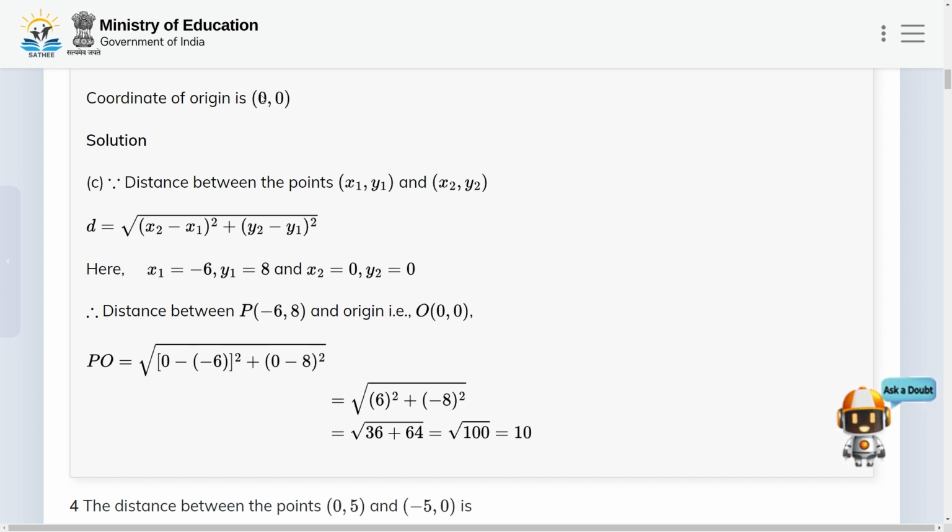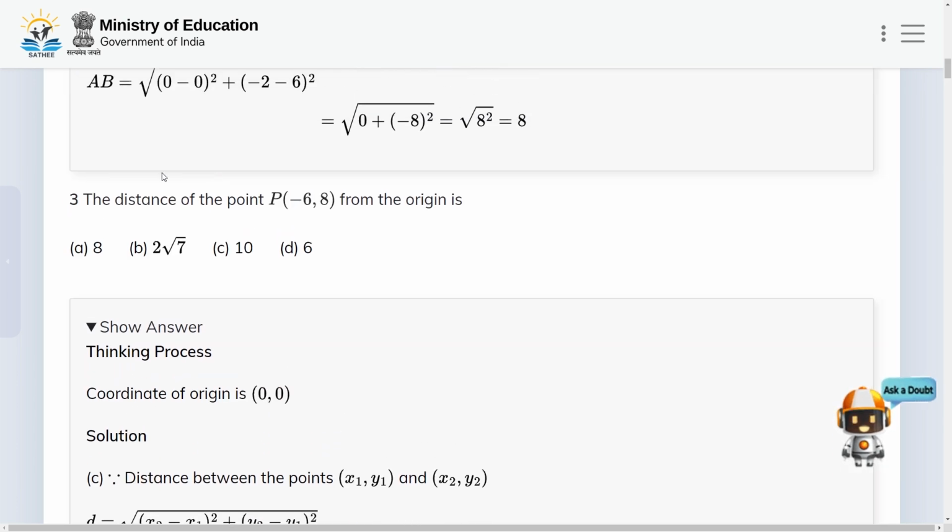Therefore the distance between the point P(-6, 8) and the origin O(0, 0), that is PO, is equal to the square root of (0 minus (-6)) whole square plus (0 minus 8) whole square, which is the square root of 6 square plus 8 square, which is the square root of 36 plus 64, which is the square root of 100, and this is equal to 10. So the distance of the point P(-6, 8) from the origin is 10. The correct answer is option C.